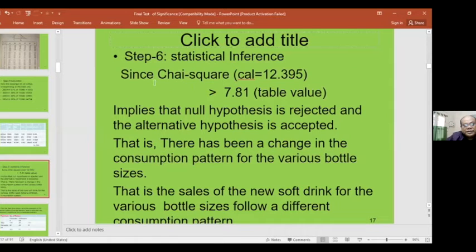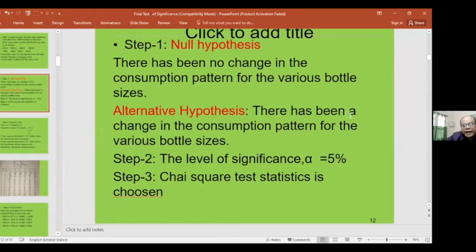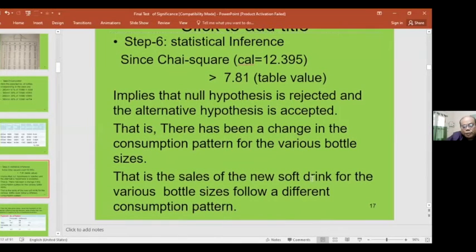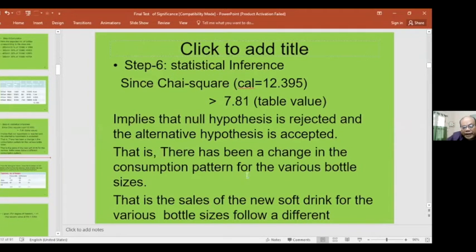Statistical inference: since the calculated 12.395 is greater than 7.81, calculated greater means reject the null hypothesis. This implies that the null hypothesis is rejected and the alternative hypothesis accepted. Now, what was the alternative hypothesis? There has been a change in the consumption pattern of the various bottle sizes. The sales of the new soft drink for the various bottle sizes are different. So there has been a change.